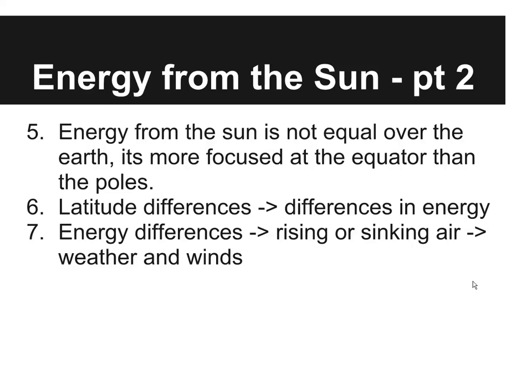Continuing on, energy from the sun. Number 5, energy from the sun is not equal over the Earth. It's more focused at the equator than it is at the poles. So at the equator, it gets more direct, more intense energy than it does as you move farther north or farther south from the equator. Those latitude differences, the difference north and south, then result in differences in energy. Those energy differences cause air to rise or sink. So we end up with rising and sinking air in different parts of our planet. This is the reason why we have weather and winds.